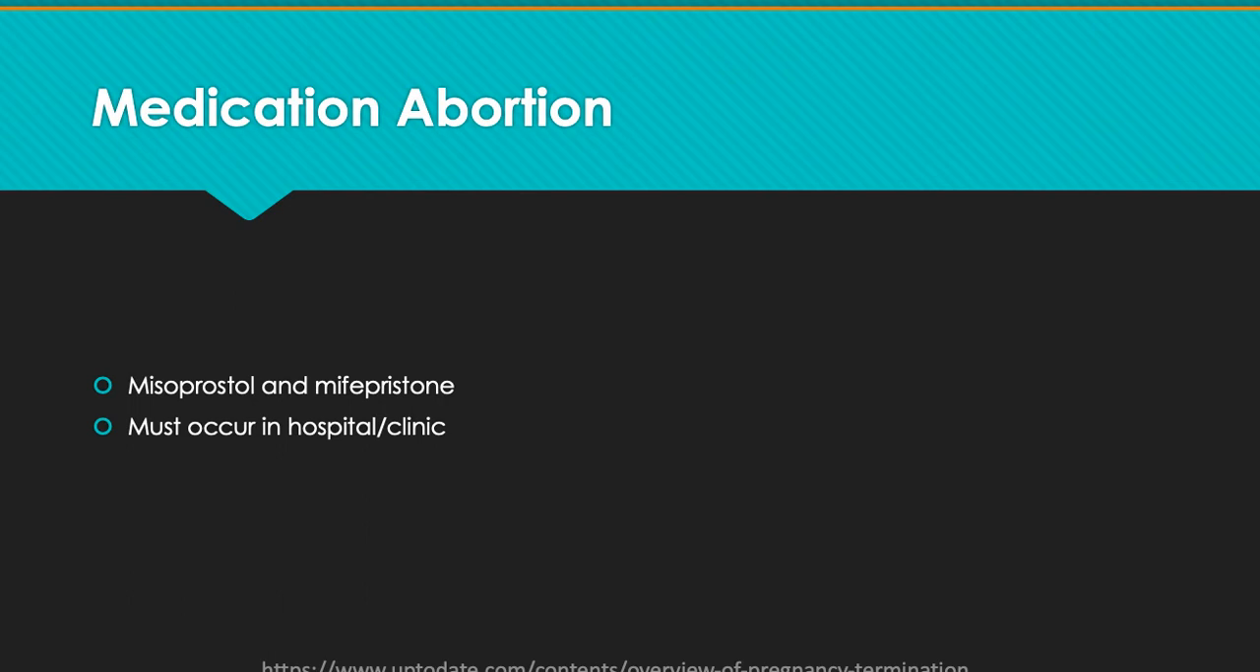Now let's talk about second trimester options. Medication abortions in this trimester are not as common as surgical procedures, but are still available to patients. They involve a similar regimen of misoprostol and mifepristone, but at a higher dose. These pills cannot be taken at home, and the patient must be in clinic for this type of abortion.